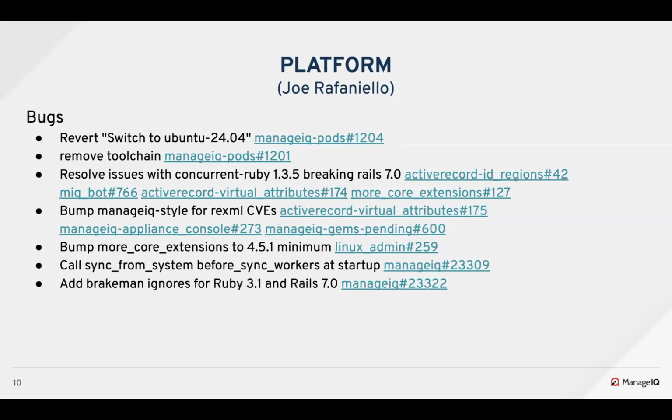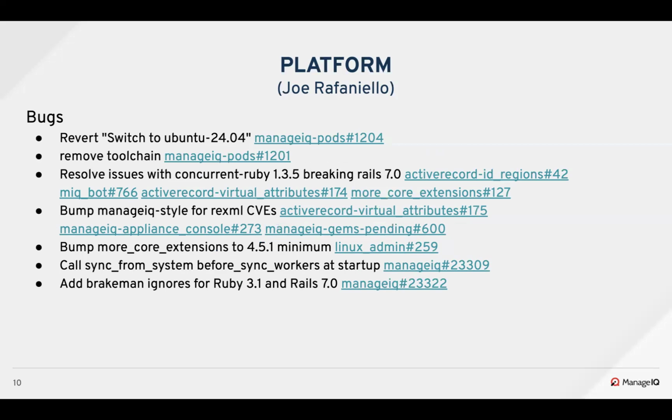For platform bugs this sprint, Brandon reverted the pods GitHub CI to no longer run with Ubuntu 24.04 and to go back to latest, as the former didn't support bind mounting volumes. Brandon also removed the hard-coded toolchain version from pods, as we can use the Go version.